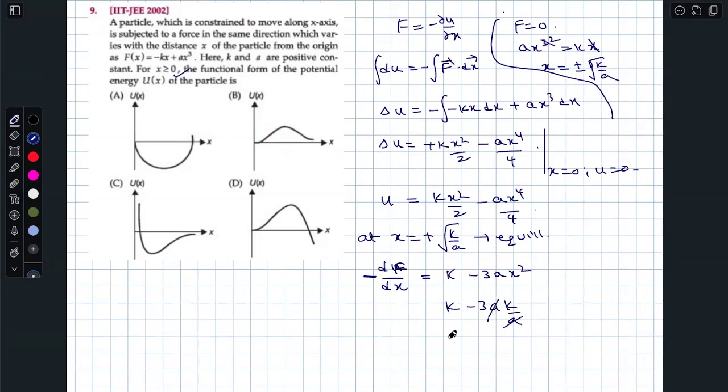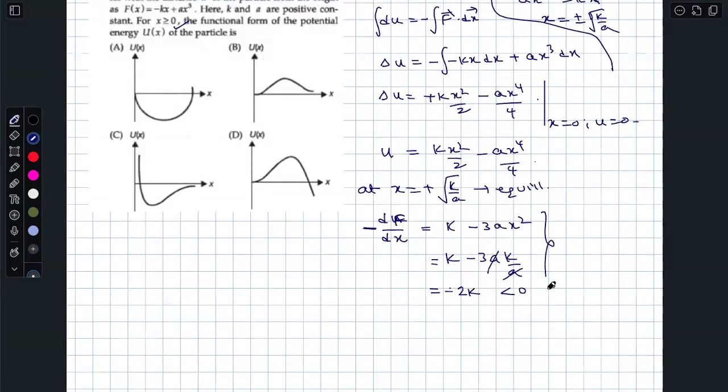At x equal to root k by a, this is less than 0. So what kind of equilibrium is it? Unstable. Unstable means concave, convex. Convex, and that too at 1 point. Right. Wrong. Wrong. Now you have two options. Both look alike. Which is correct? B or D?